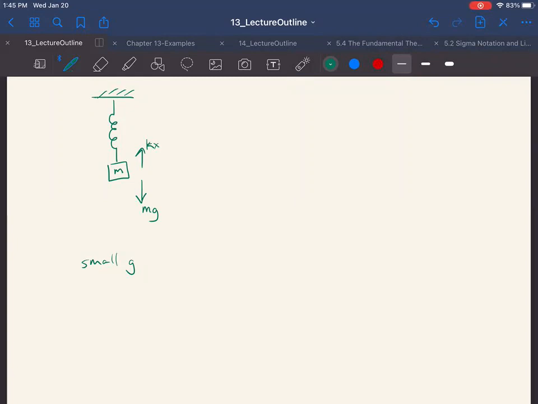All right. Now we go to a planet, come back down here to Earth, and we have a larger g. So this was the equilibrium on the moon. Same exact spring, same exact mass. Where's it going to come to a rest here on Earth? It'll be further down, because mg is greater, and so this is going to stretch out.